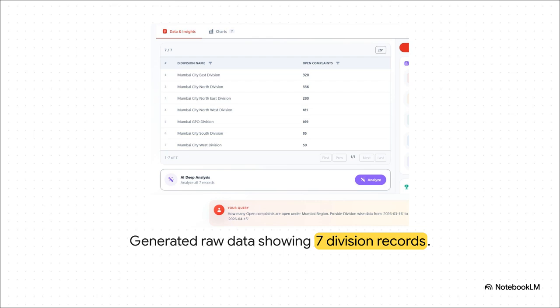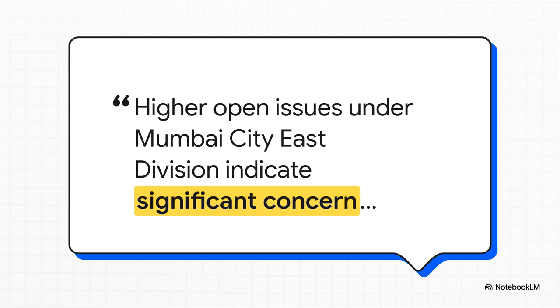When you run an informative report, say for that Mumbai region query, it might return something like 7 division records. You'll get your divisions, Mumbai City East, North, Northeast, and so on, along with their raw open complaint counts. It's great having those numbers cleanly presented, for sure, but the real magic happens when you hit the purple Analyze button at the bottom of the panel. Now, what's really interesting about this is what happens right after you click Analyze. The AI reads through those lines of data and instantly generates actionable insights.